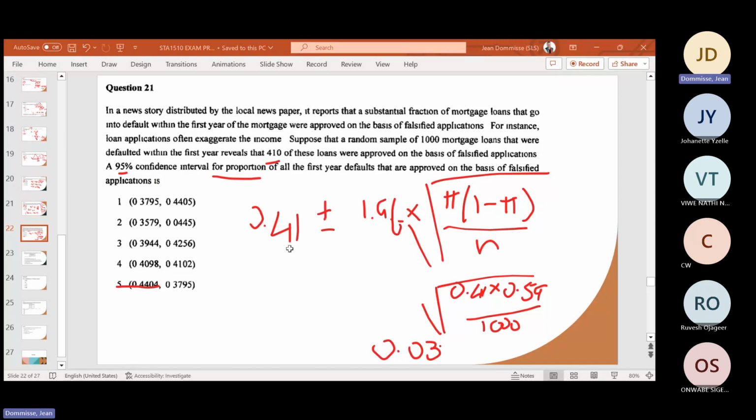I need 4 decimals, so 0.0305. Okay, so it's going to be 0.41 plus and minus 0.0305. So 0.4405 will be the top one. Okay, so not that, not that, not that. And then the bottom one will be 0.3795, which is option 1.